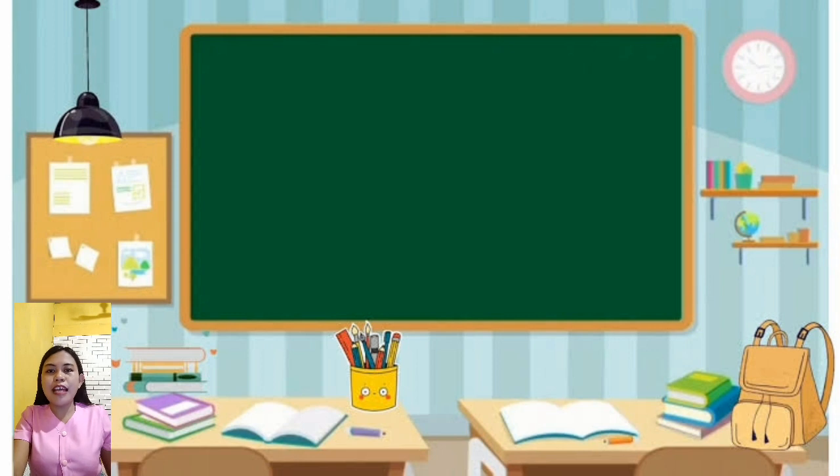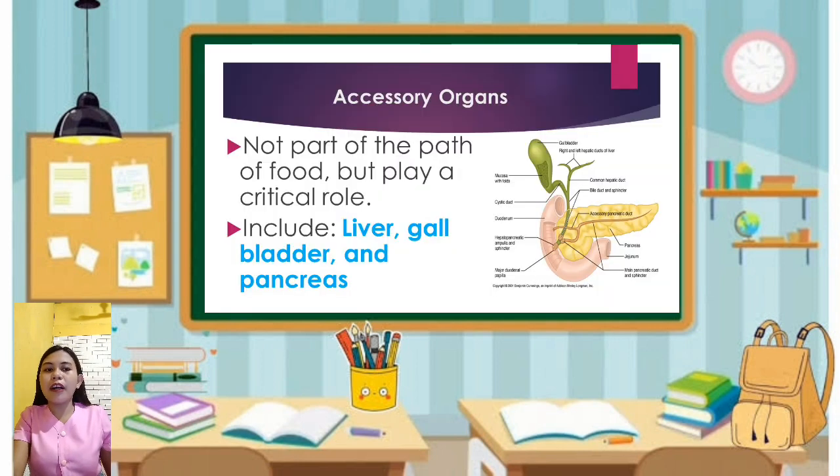Okay, let's now proceed to the accessory organs. They are not part of the path of the food but play a critical role. This includes the liver, gallbladder, and pancreas. First, let's have the liver. It directly affects digestion by producing bile. Bile helps digest fat. Next, the gallbladder. It stores bile from the liver and releases it into the small intestine. Third, the pancreas produces digestive enzymes to digest fats, carbohydrates, and proteins.